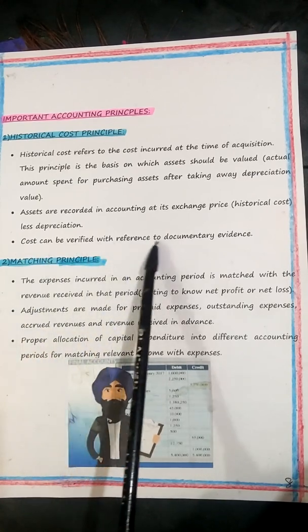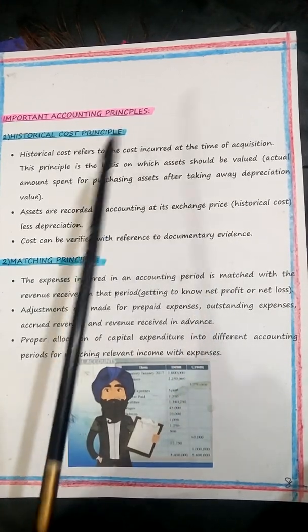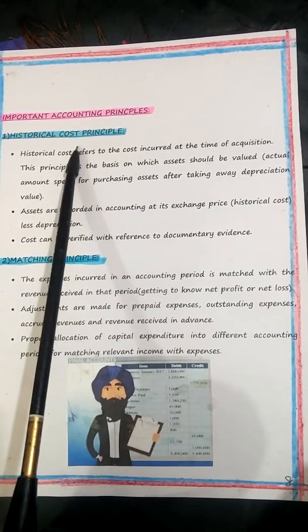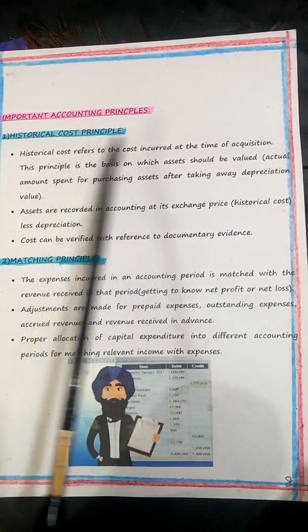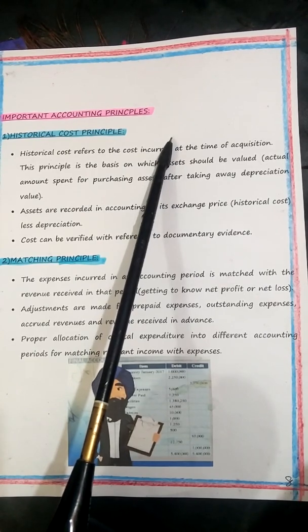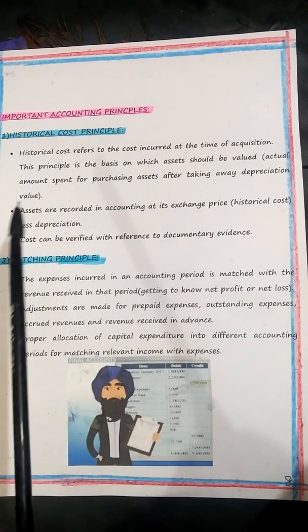Cost can be verified with reference to documentary evidence, because there must be a bill or something like that to show that expenditure has actually taken place. Please write a few more points, children, for you to understand this well. Assets are recorded in the balance sheet at their historical cost. What is historical cost? Already I told you, children. Historical cost is nothing but the actual cost at which the assets are purchased, the actual cost which has taken place.